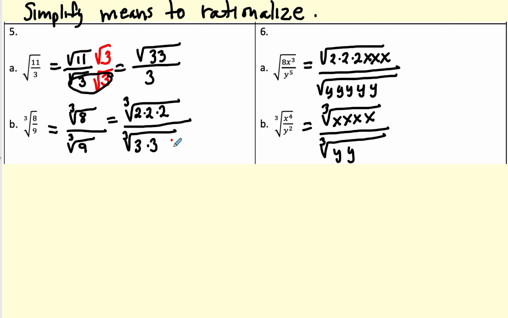I'm going to multiply by the cube root of 3, because then I will have 3 in my group. And so this will be a 3. I can pull out one of these groups of 3 here, and then I'll have cube root of 3 left here because that can't come out.